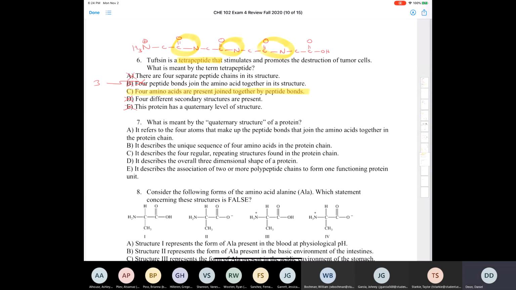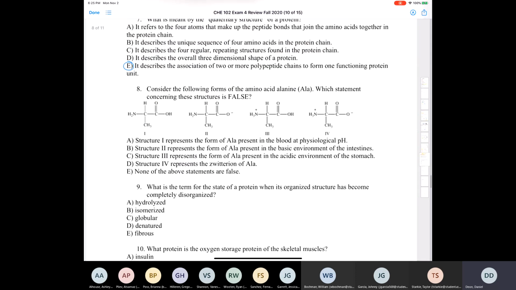Yes, you're both correct. Stephanie and Brianna, both correct. The answer here is E. I wanted you to take a look at those. It says, what is meant by quaternary structure? It describes the association of two or more polypeptide chains to form one functioning protein unit. Remember, a protein that has quaternary structure has to have it in order to be functional, right? Otherwise it won't be able to perform its biological function.